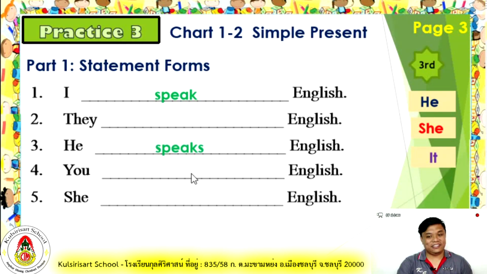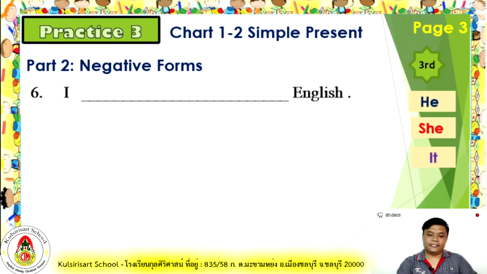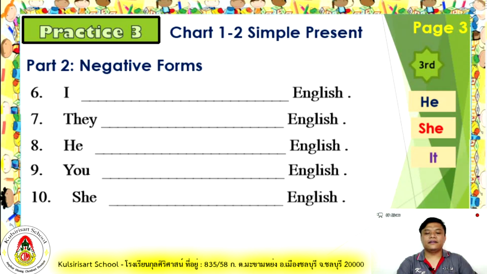He speaks English. See? You're learning. Okay. How about in negative form? How do you do the negative forms of a simple present form of a sentence? Number 6. Let's see. Which are the third person singular? He and she. Right?